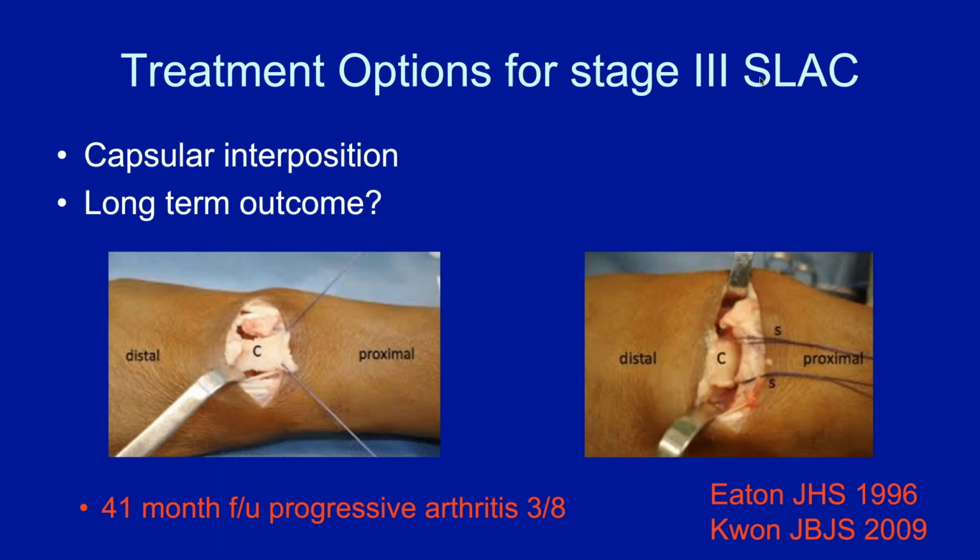Capsular interposition, as described by Dick Eaton back in 1996. It's an alternative, although in this study, 3 of the 8 had progressive arthritis despite the capsular interposition. Next slide.